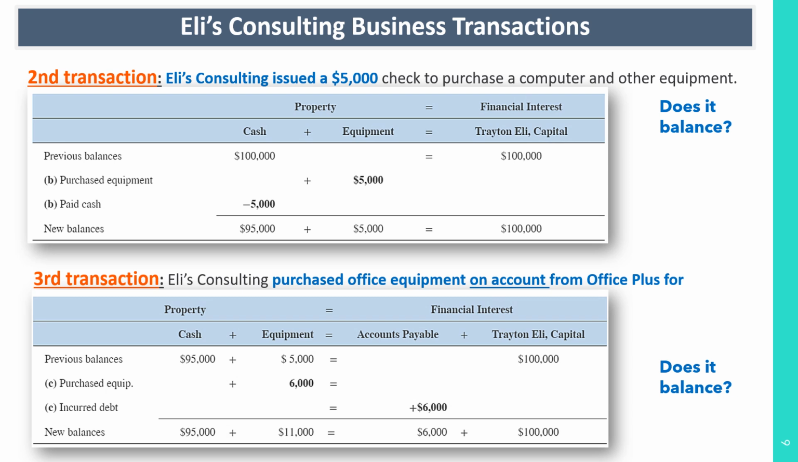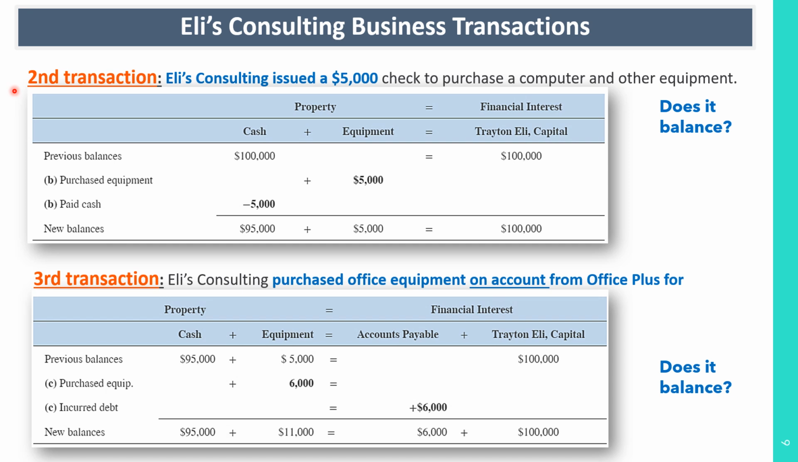In the second business transaction, Eli's Consulting issued a $5,000 check to purchase a computer and other equipment. That makes sense, right? He needs the right equipment to service customers. So let's analyze it. The firm purchased new property equipment, which means that the property side of our equation increased. That's part one of our analysis. But remember, every transaction has two parts. In part two, we figure out the financial interest aspect.